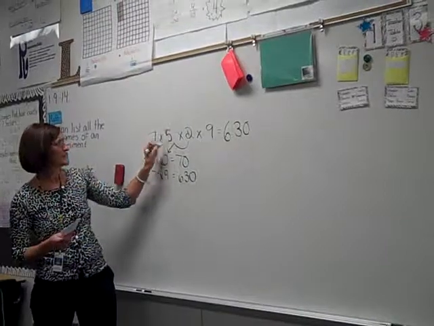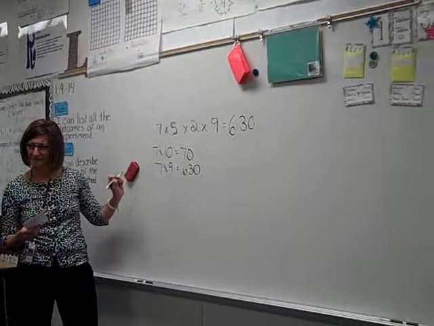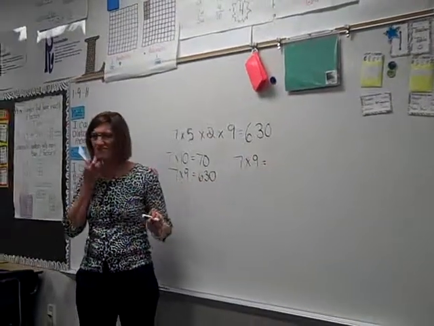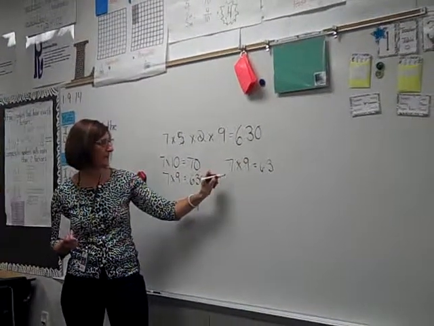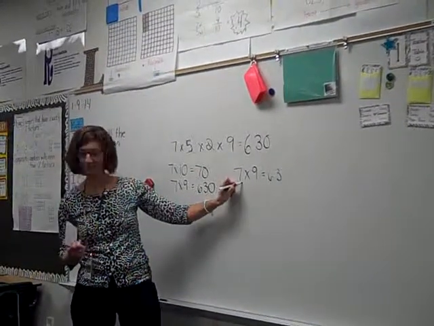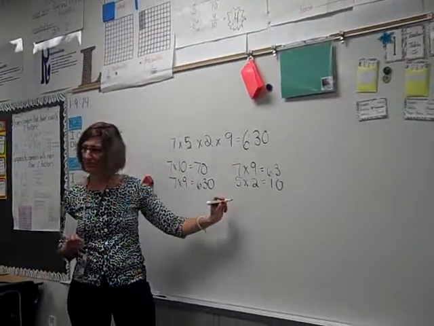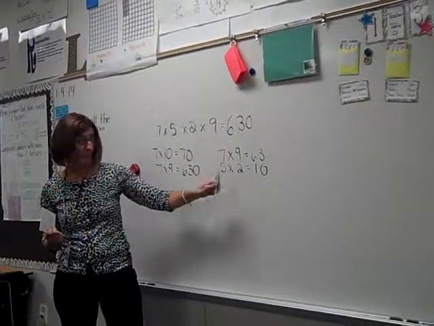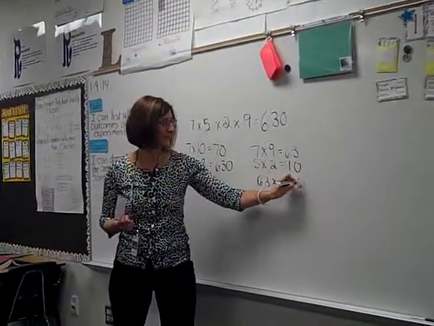So what I did was, I multiplied 7 times 9, then I did 5 times 2. What is 7 times 9? 7 times 9 is 63. Okay. Then I did 5 times 2, and that equaled 10. Then I multiplied 63 by 10, and I got my answer. That's how I did it.